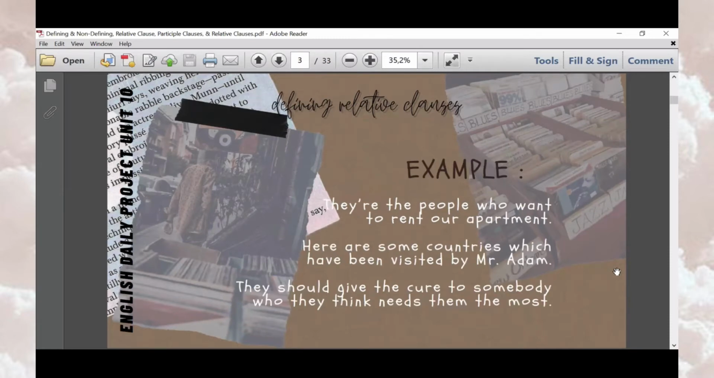Okay, so here are a few examples. They're the people who want to rent our apartment. Who? Who is the relative pronoun? Who are we talking about? The people who want to rent our apartment. Here are some countries which have been visited by Mr. Adam. Which? What is which talking about? Some countries. Now which is used for noun, remember that. They should give the cure to somebody who they think needs them the most. Who? Who here, we are talking about the people who actually need the cure.